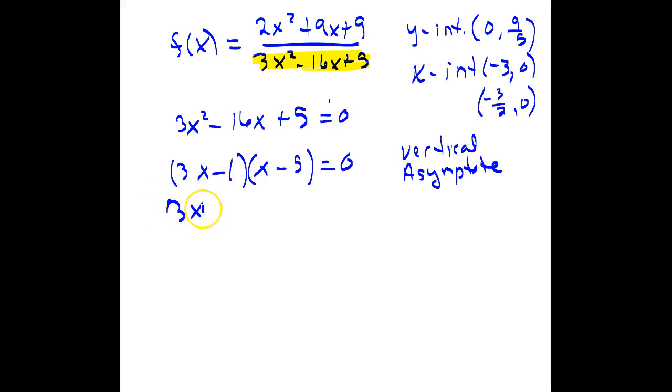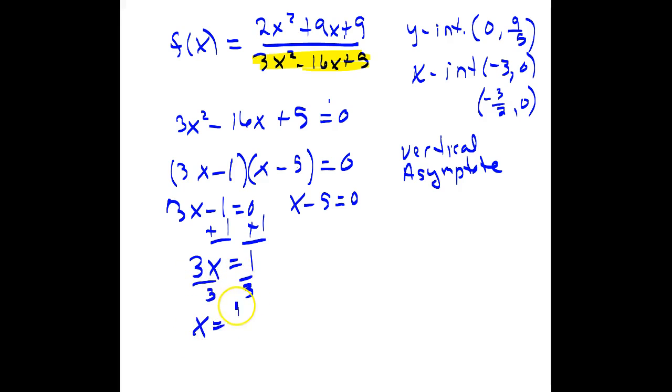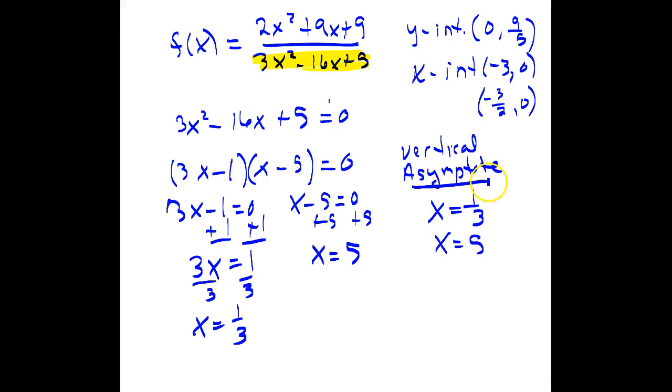And I have 3x minus 1 equals 0. x minus 5 equals 0. Add 1, add 1. We're solving for x is what we're doing. Divide by 3, so I get x equals 1/3. And here we add 5 to both sides, and I get x equals 5. So it looks like I have two vertical asymptotes. I have one at x equals 1/3 and at x equals 5. So we have two of them right here.